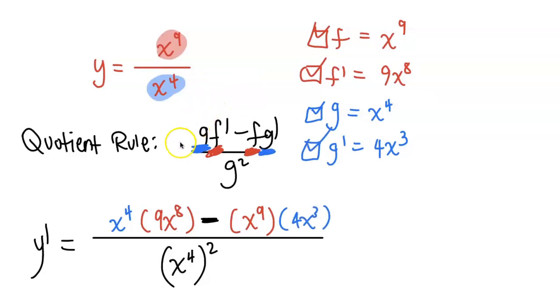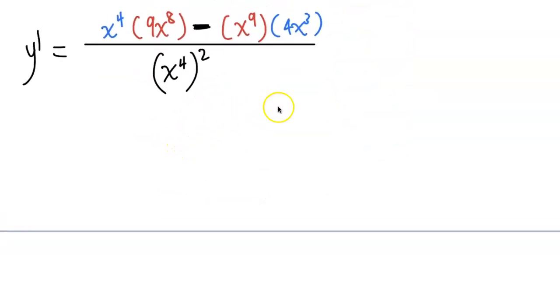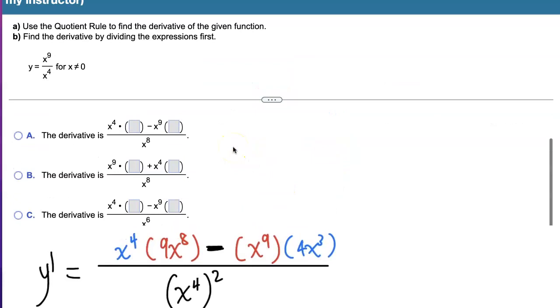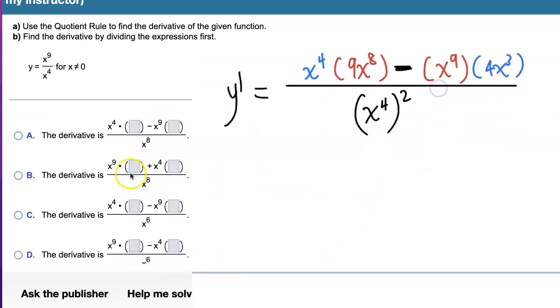And when I was glancing at it, I think they kind of wanted us to set it up first. So I'm going to go ahead and try to type this in. The derivative is, now, one more thing over here. They already multiplied the denominator.